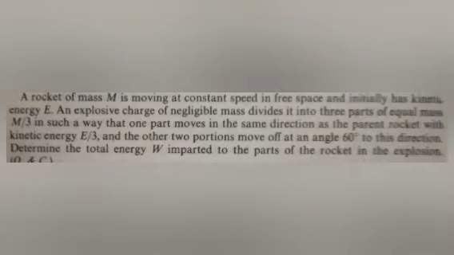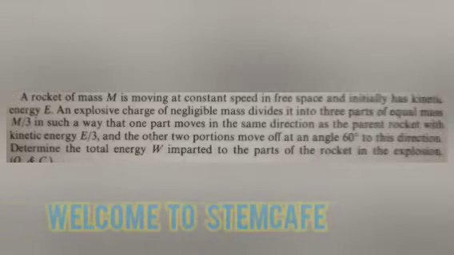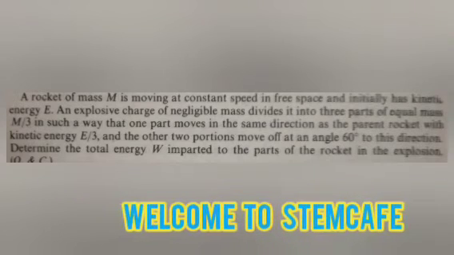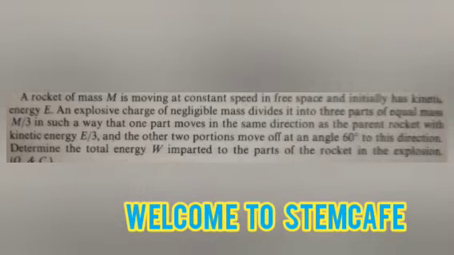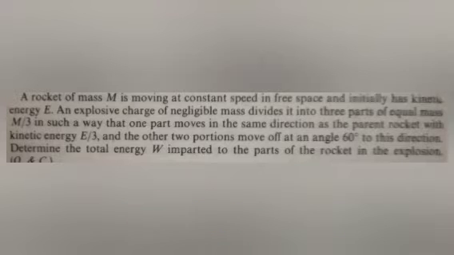A rocket of mass m is moving at constant speed in free space and initially has kinetic energy E. An explosive charge of negligible mass divides it into three parts of equal mass m over 3 in such a way that one part moves in the same direction as the parent rocket with kinetic energy E over 3 and the other two portions move up at an angle 60 degrees to this direction. Determine the total energy W imparted to the parts of the rocket in the explosion.